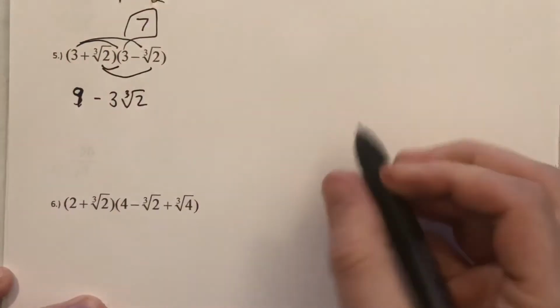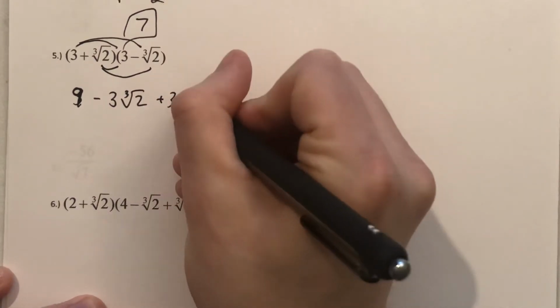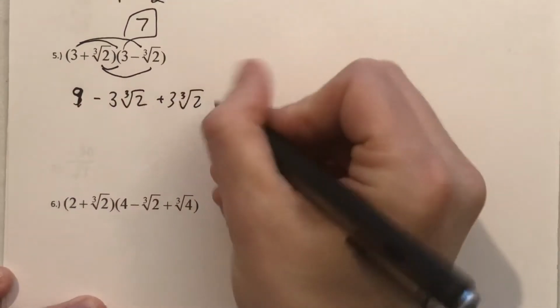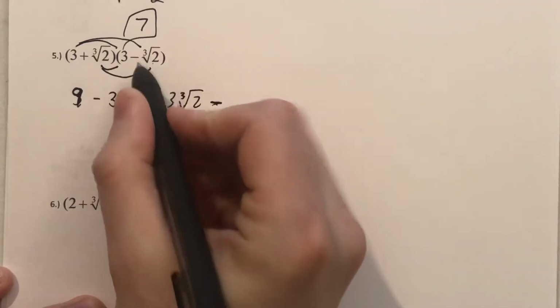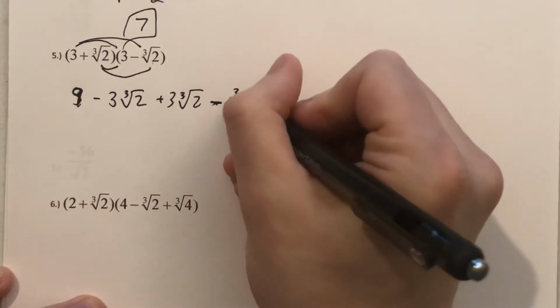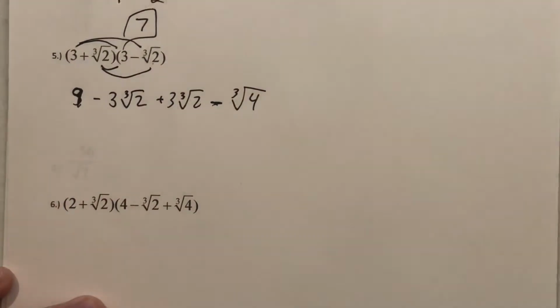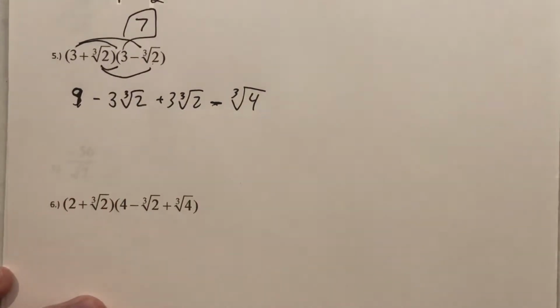Now I'll distribute this one. Here's going to be a positive 3 cube root of 2, and here this will be a minus cube root 2 times cube root 2. I'm allowed to multiply them because they're cube roots, but to multiply them, 2 and 2 give me a cube root of 4. So again, indices matched so you can multiply the insides.